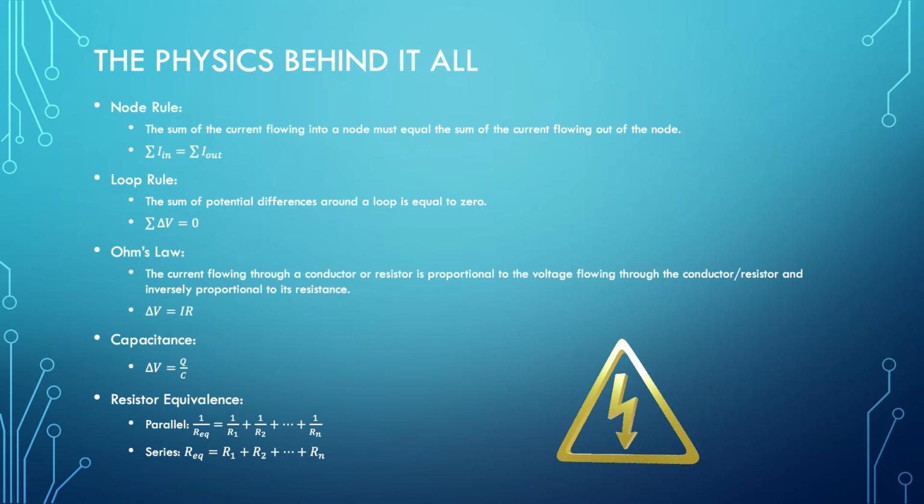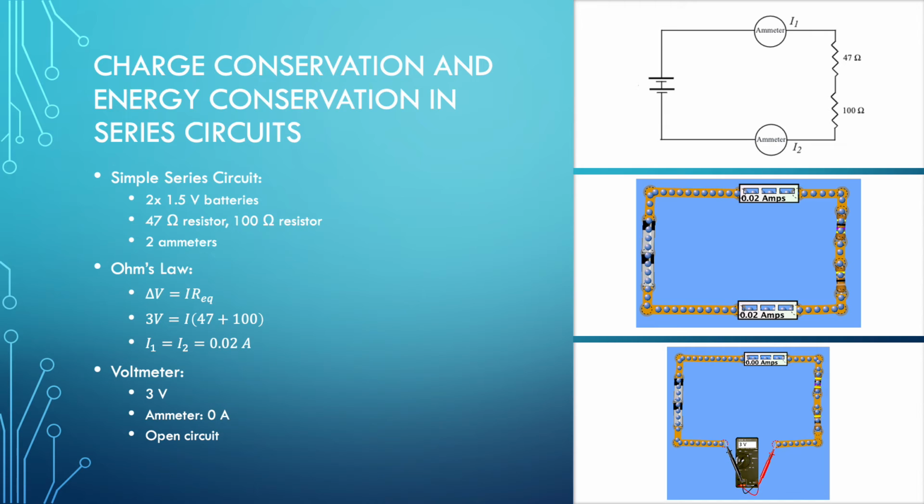The primary physics principles behind this lab are the node rule, which states that the sum of the current flowing in and out of a node must be equal, Kirchhoff's loop rule, which states that the sum of potential differences around a loop is equal to zero, Ohm's law, which states that the voltage drop across a resistor is proportional to the current flowing through it and its resistance, capacitance, and resistor equivalence.